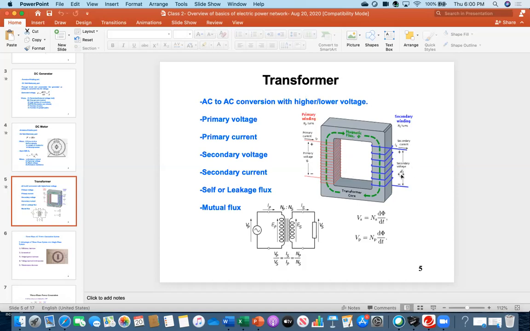Now you can control the voltage. As I told you, for example, you have 100 volt on the left side, you can make 1000 volt, 10,000 volt, 1 million volt on the right side. It just depends on how many conductors, or how many turns of coil, you place on the secondary side.